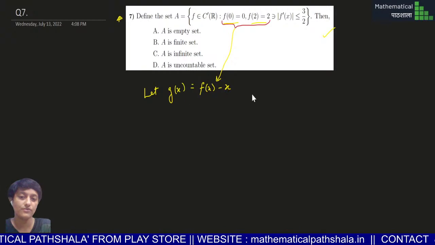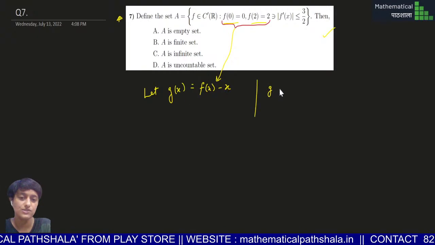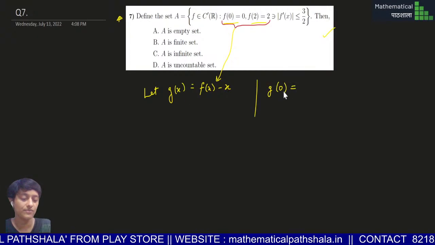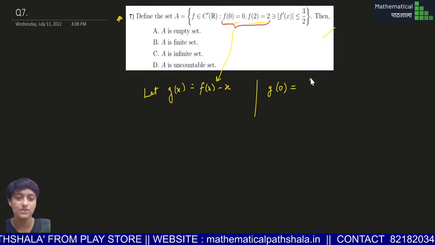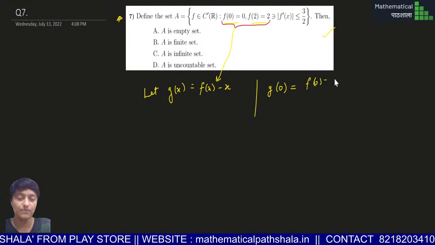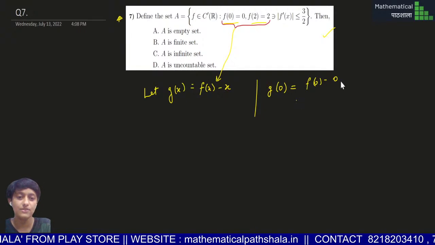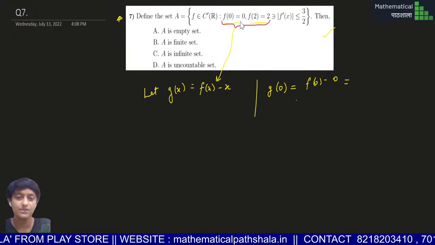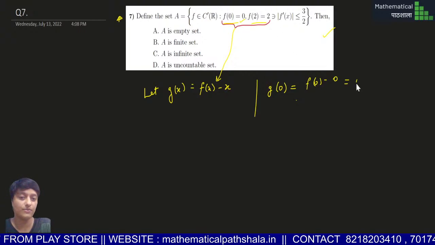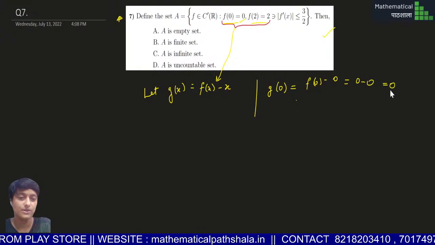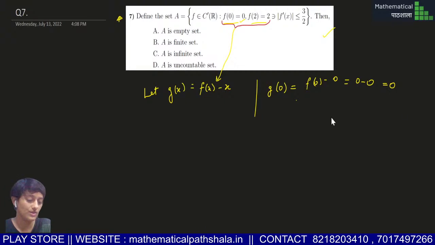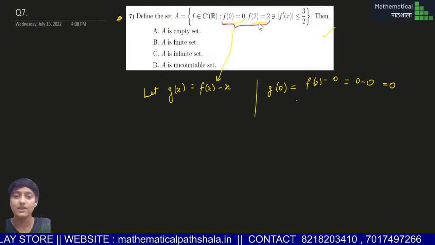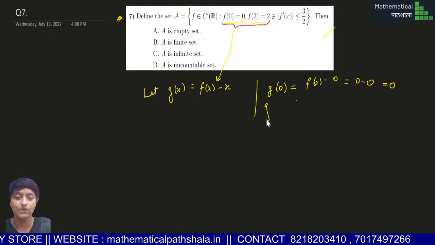Can you tell me the value of g at 0? Its value will be f(0) minus 0, right? And what is the value of f(0)? Here it is given, it is 0. So it will be 0 minus 0, which is nothing but 0. So we have g(0) = 0. Yeah, right, Nikita.